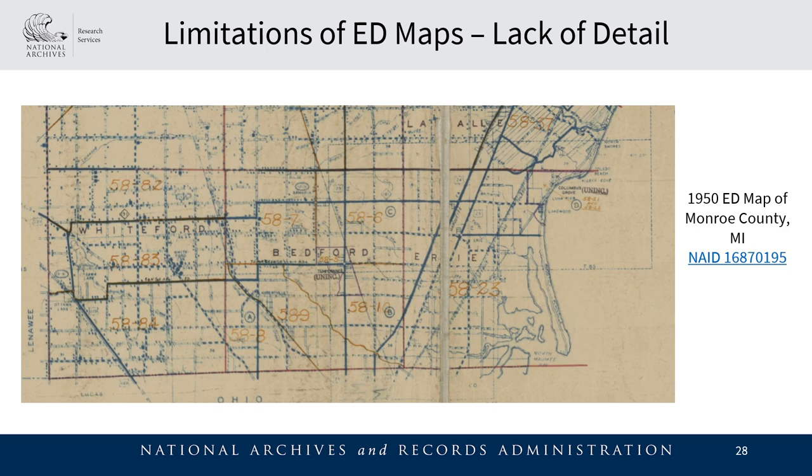Maps like this one of Monroe County, Michigan, may only include township names and boundaries and the locations of towns or villages, along with major roads. Most towns and cities within the county were too small to have their own maps.